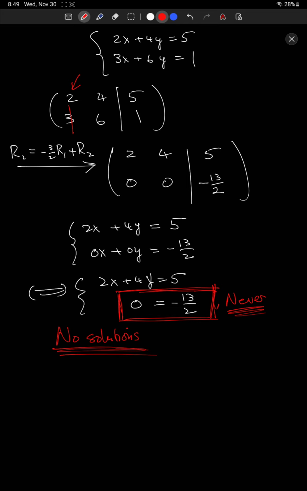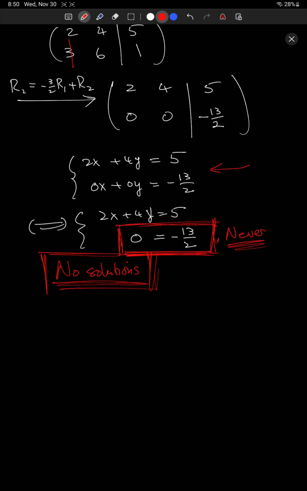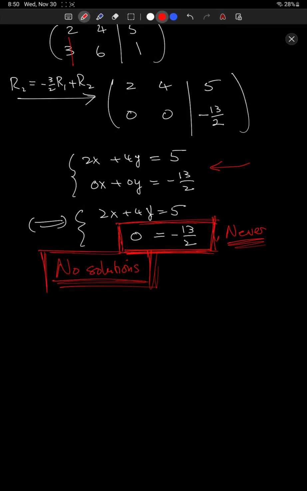So when you reach the end of the procedure that we talked about last time, you convert it back to a system of equations and you see an equation that can't be solved. This never right here, that means there's no solutions. You didn't see that last time because the problems were all set up so it never happened. But today we're examining specifically this type of complication. So what's happening here in terms of the picture?